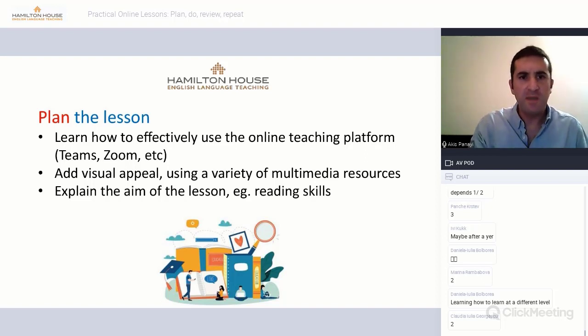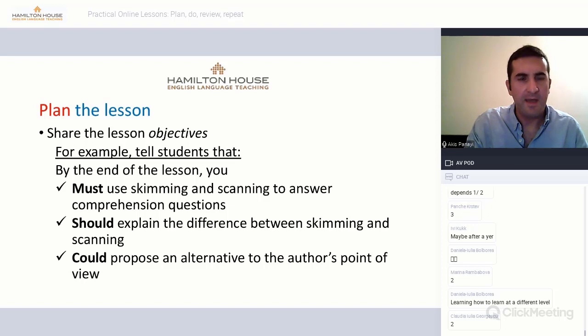Next, add visual appeal using a variety of multimedia resources. That's something that we have the chance to do, given the fact that we are doing the lessons online and we have the internet right there. And the third point, explain the aim of the lesson, like you do in the physical classroom, like you do in a regular lesson. Explain to the students what the aim of today's lesson is. For example, today we're going to look at reading skills. And share the lesson objectives.